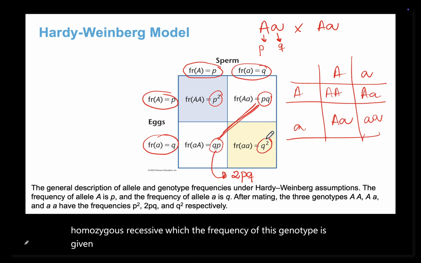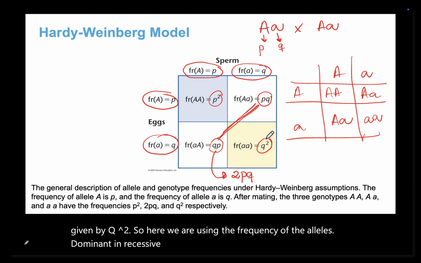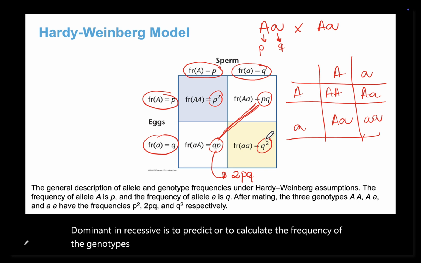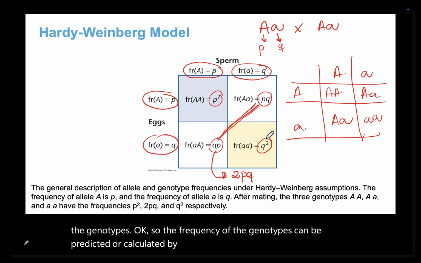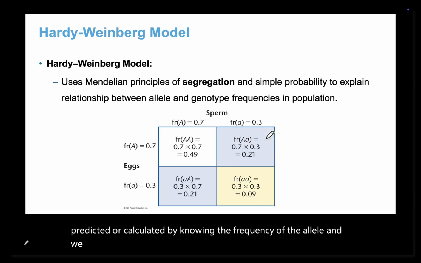given by q squared. So here we are using the frequency of the alleles, dominant and recessive A's, to predict or to calculate the frequency of the genotypes. Okay? So the frequency of the genotypes can be predicted or calculated by knowing the frequency of the allele. And we are going to do this in this example.